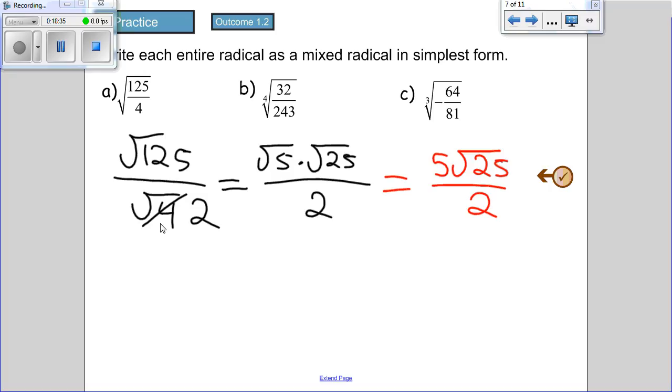Okay, CJ, what'd you get? 5.590. Okay, now take this one over here and punch it into your calculator. So the square root of 5 times the square root of 25, all divided by 2. And if you punch that in your calculator, you'll get that it's equal to 5.590. Exactly.